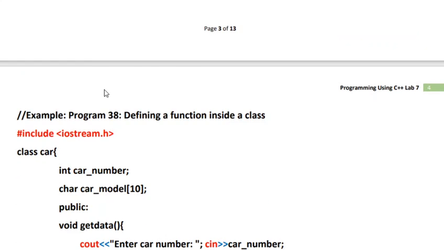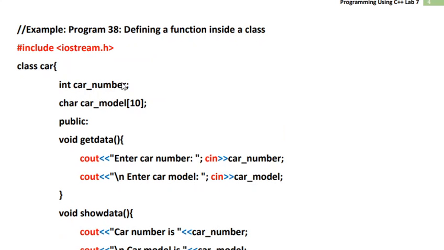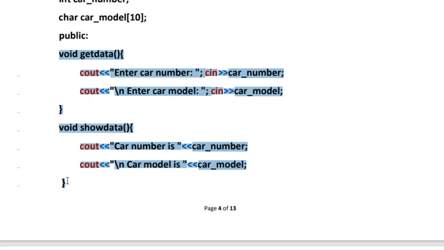Now let us discuss another program, that is defining a function inside a class. So this is a very simple program. Here what we have is two data members that are private, and we have member functions that are public.